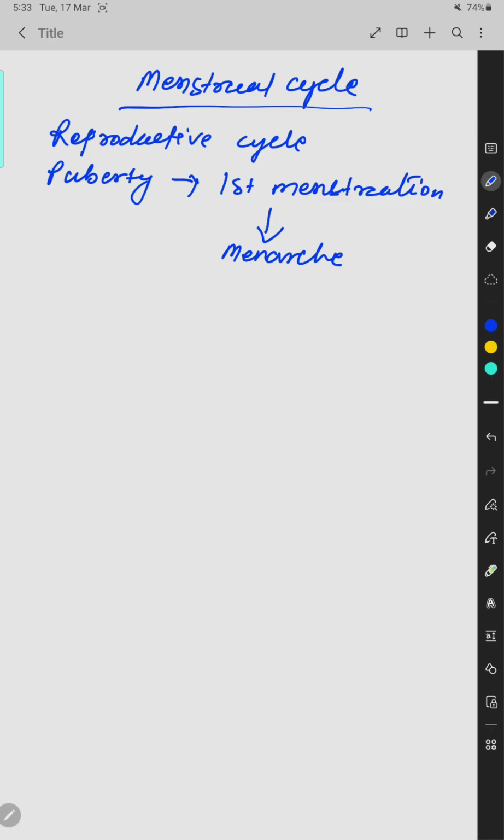After menarche, every 28 to 29 days the menstruation is repeated. The cycle of events starting from one menstruation till the next one is called the menstrual cycle. So, one menstruation to the next menstruation.